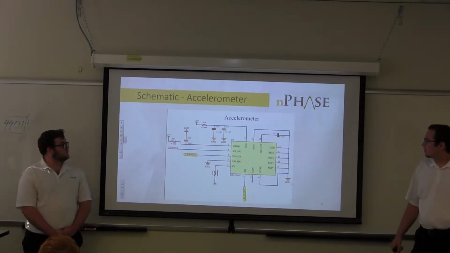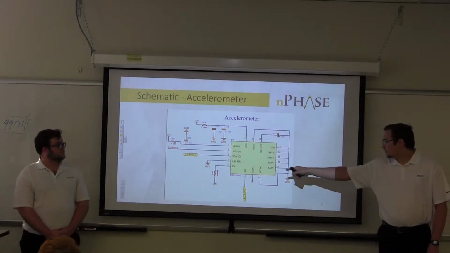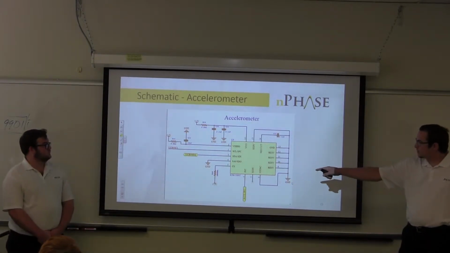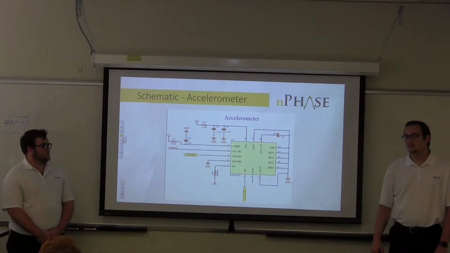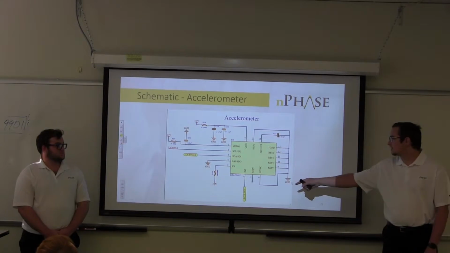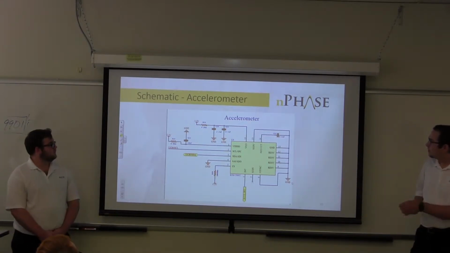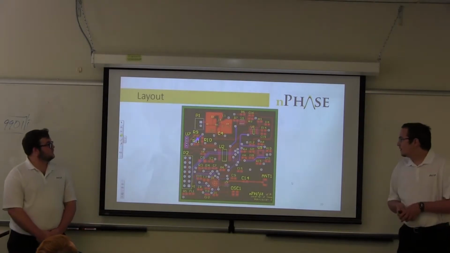The last component of our schematic is the accelerometer, which has the chip select, which has a 10 kilo ohm resistor, which is used to put it in I2C protocol mode, as well as we have the accelerometer interrupt, which is going to the MSP430. And now we'll take a look at the layout.